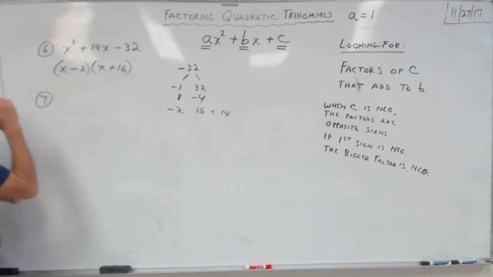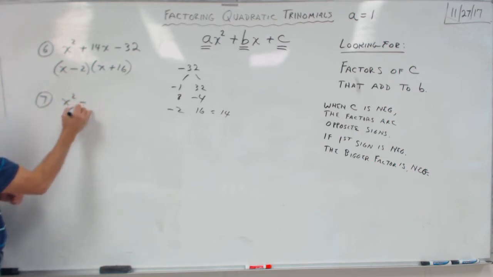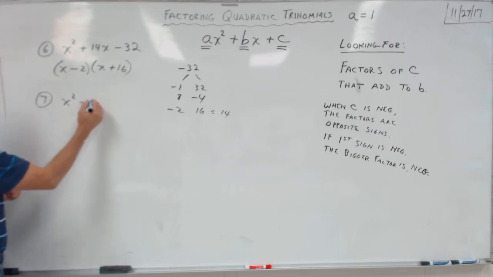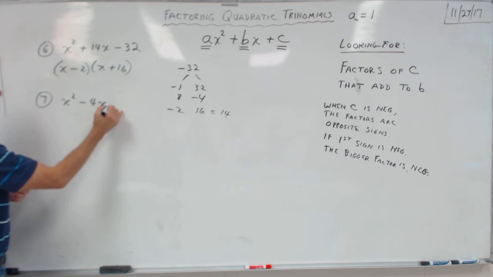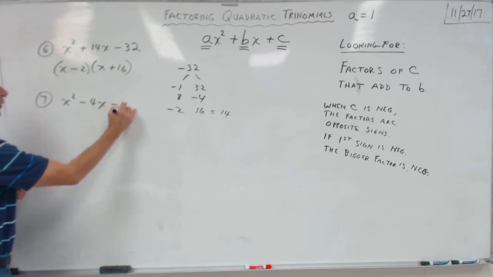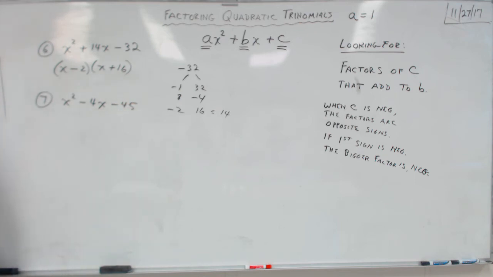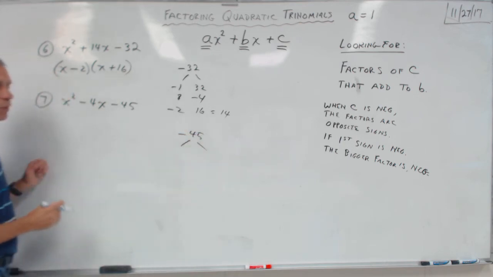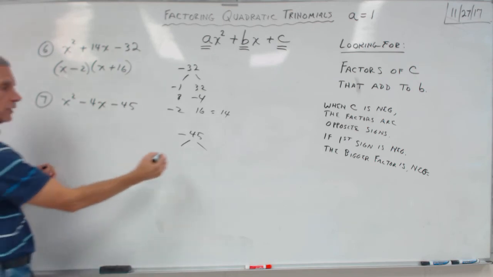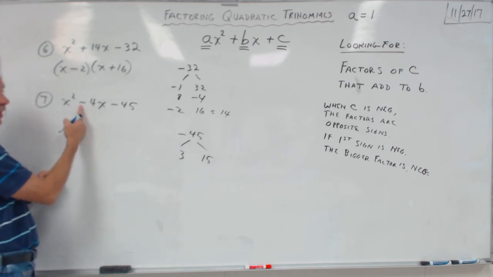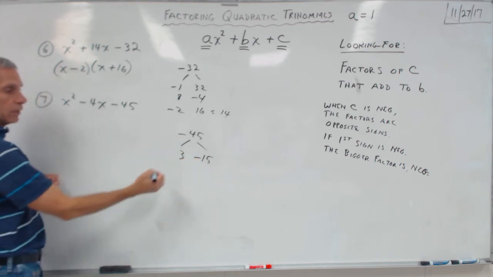Number 7. Let's try another one. How about x squared minus 4x minus 45. What would it be? Negative 45. What are all the ways I can get negative 45? 3 times 15, I think. One of them's got to be negative. Since the first sign is negative, I know the bigger number has to be negative.